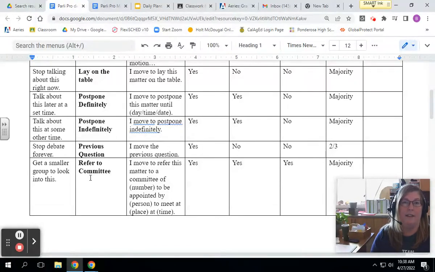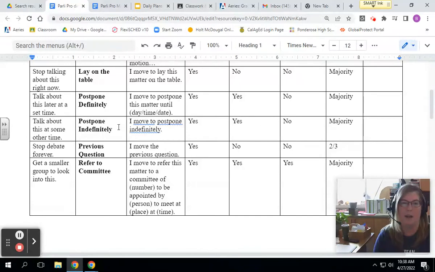If you are in class, you'll start to understand these ways that you can stop talking about a motion. Lay on the table means to lay that topic on the table, just stop talking about it. Postpone definitely means you're going to put it off to a definite time. I move to postpone this matter until Monday at 2 o'clock. Postpone indefinitely. You just say, I move to postpone indefinitely. We're going to put this off.